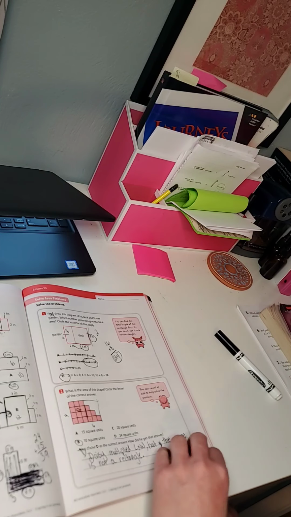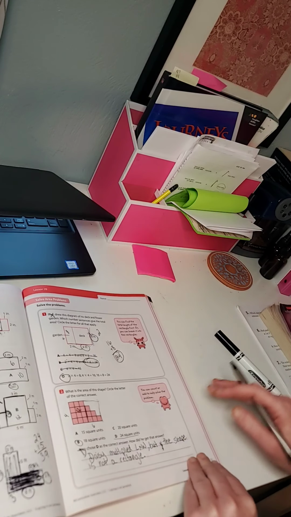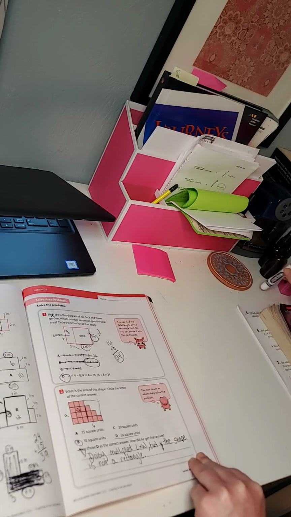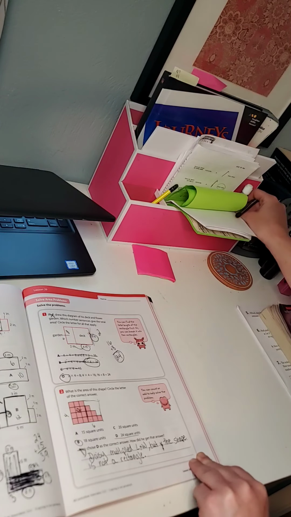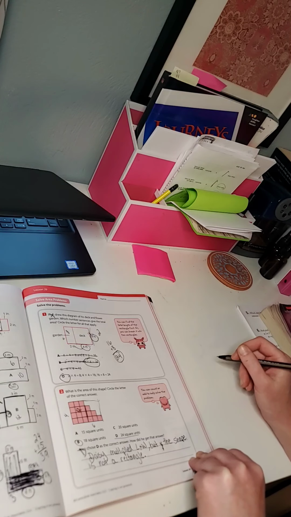And pause when you need to, if you need to write that. So again, Daisy multiplied length times width, but the shape is not a rectangle.